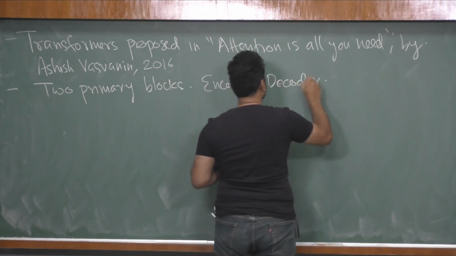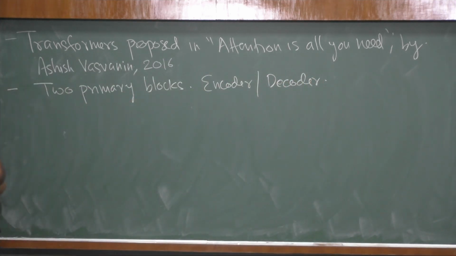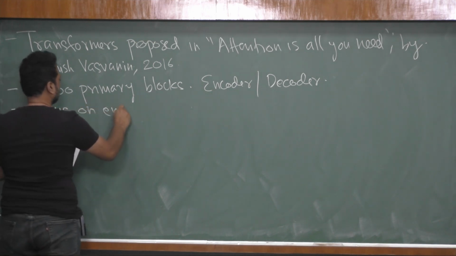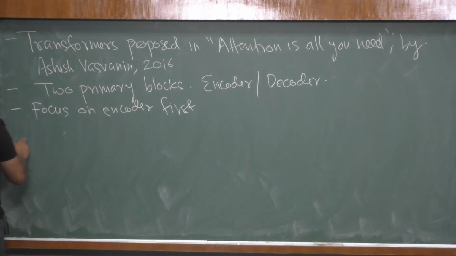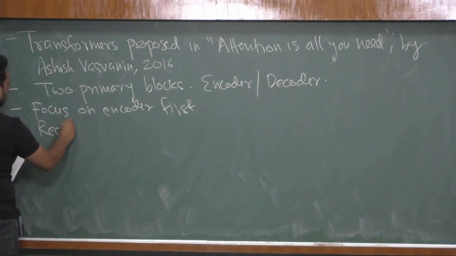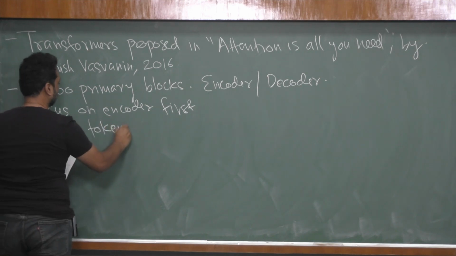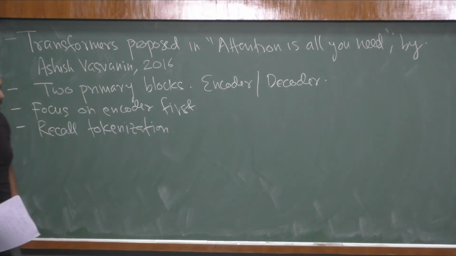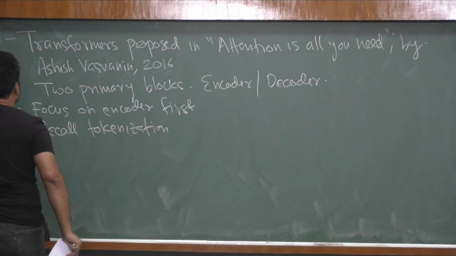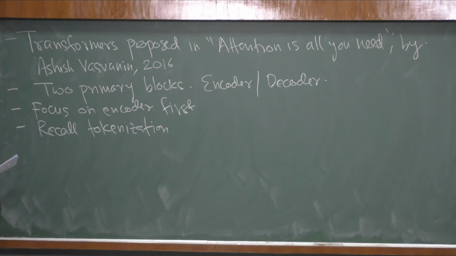So just in sequence to sequence models, which are also encoder-decoder models, we will focus on the encoder first, and even before that we will recall tokenization. The kind of tokenization used in these transformer architectures is a little bit different from the traditional one, so I will quickly go through that.